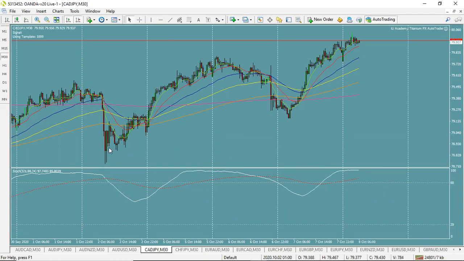We got one here and we got one here, and we'll cross over the 50 or the 100, like I said, sometimes the 200 or the 720. So we're going to be looking for the pullbacks here and seeing if we can take those trades to the upside.